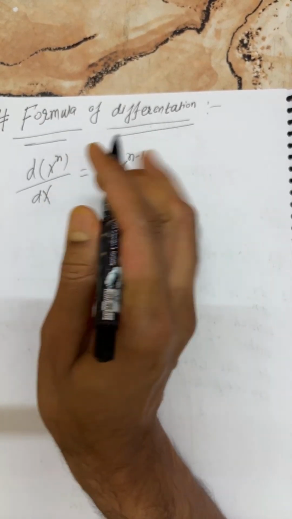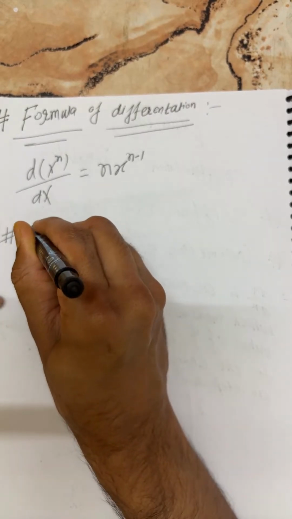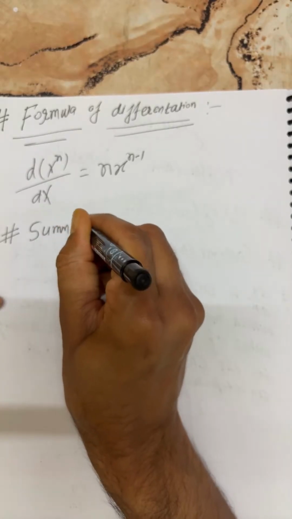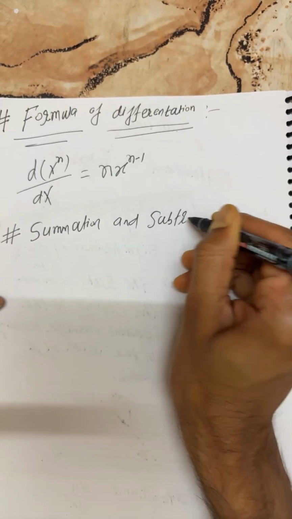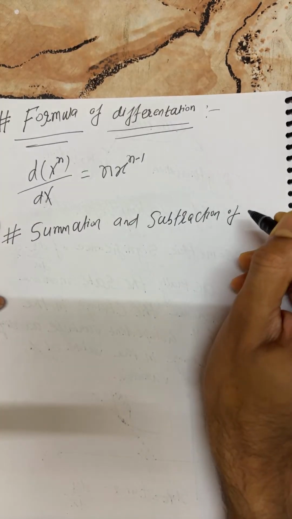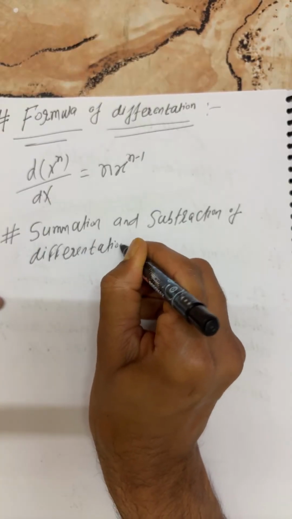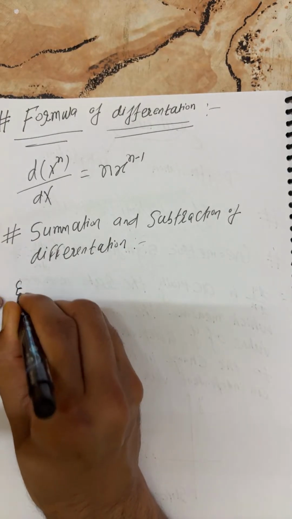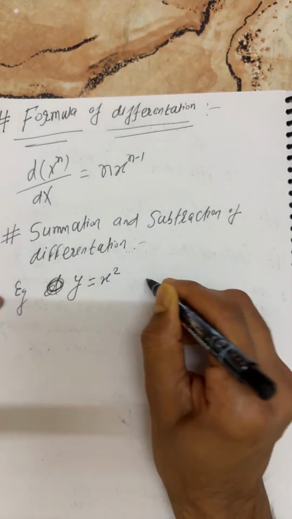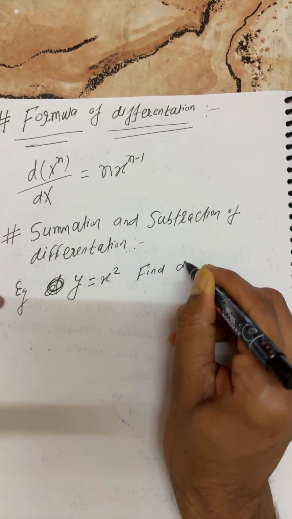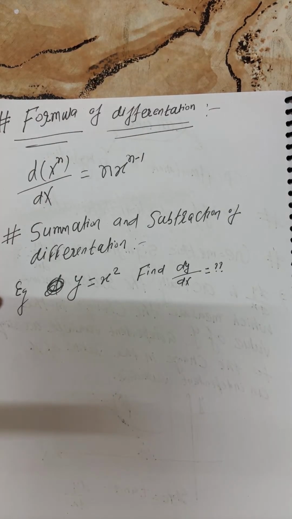Now, students, I'm going to apply this formula. First, here is summation and subtraction of differentiation. This is the first example, my kids. Let us suppose they mention y is equal to x square. Find dy by dx. Find dy by dx.